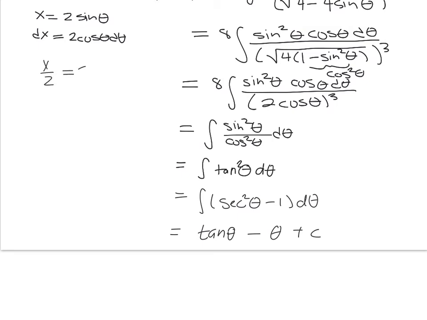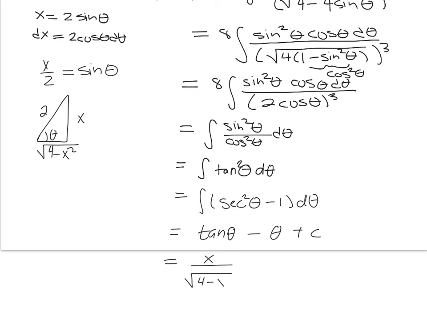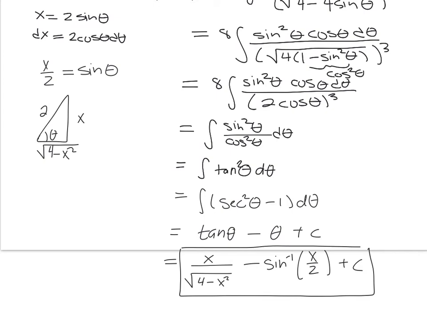X over 2 equals sine theta. So sine tells us the opposite side over the hypotenuse, making the adjacent side root 4 minus x squared. So tangent is opposite over adjacent, so x over root 4 minus x squared. And theta will be arcsine of x over 2, or sine inverse x over 2, plus c. As always, those are rather tricky.